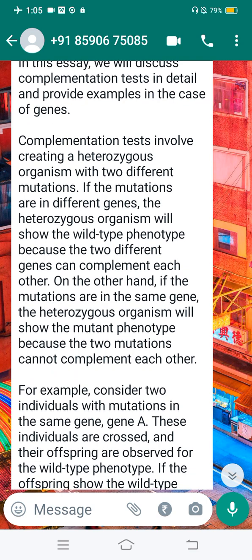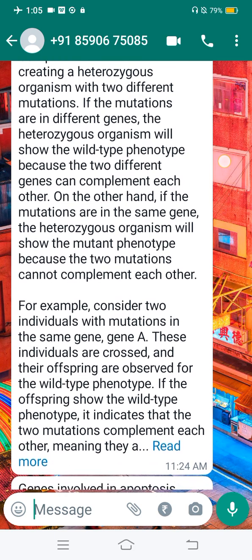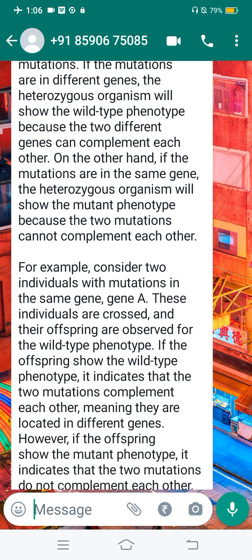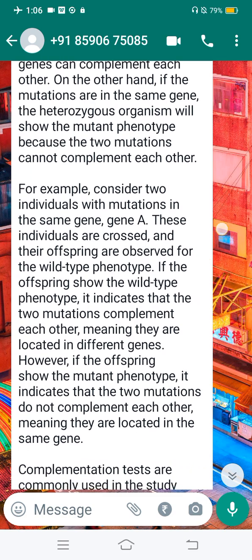Complementation tests involve creating a heterozygous organism with two different mutations. If the mutations are in different genes, the heterozygous organism will show the wild-type phenotype because the two different genes can complement each other. On the other hand, if the mutations are in the same gene, the heterozygous organism will show the mutant phenotype because the two mutations cannot complement each other.